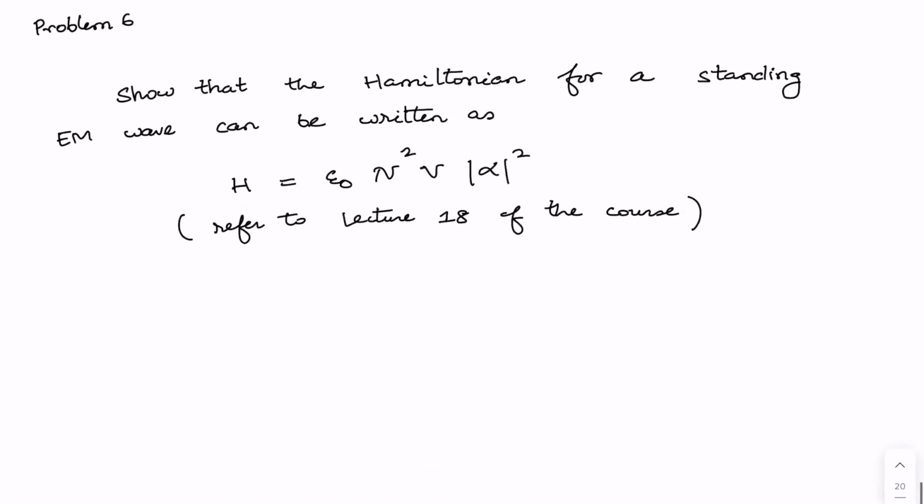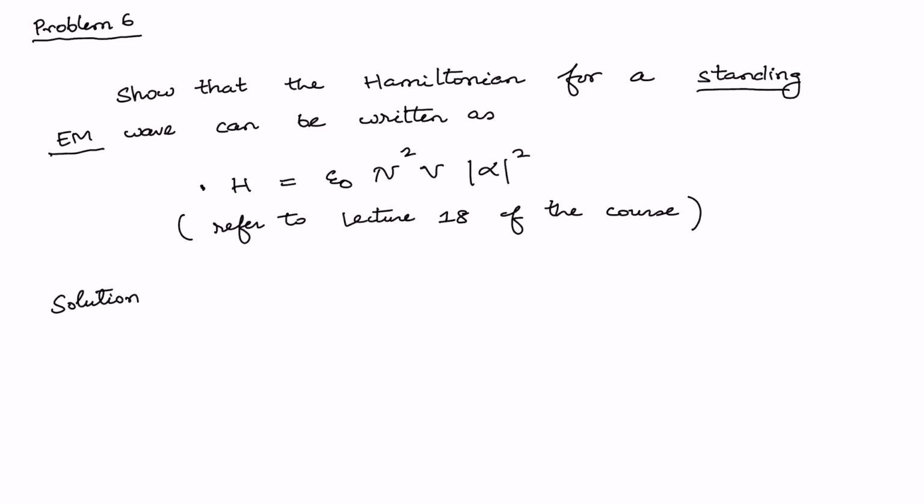Let us now work out problem number 6. This problem is similar to the one that we have just done. You are asked to show that the Hamiltonian for a standing electromagnetic wave can be written in this form, where H is the Hamiltonian, H is equal to epsilon 0 n square V mod alpha square. Actually, this form of the Hamiltonian we encountered in lecture number 18 of the course, and there I obtained it without explicitly doing the calculations and asked you to do that. Let me work this Hamiltonian out by explicit calculation.